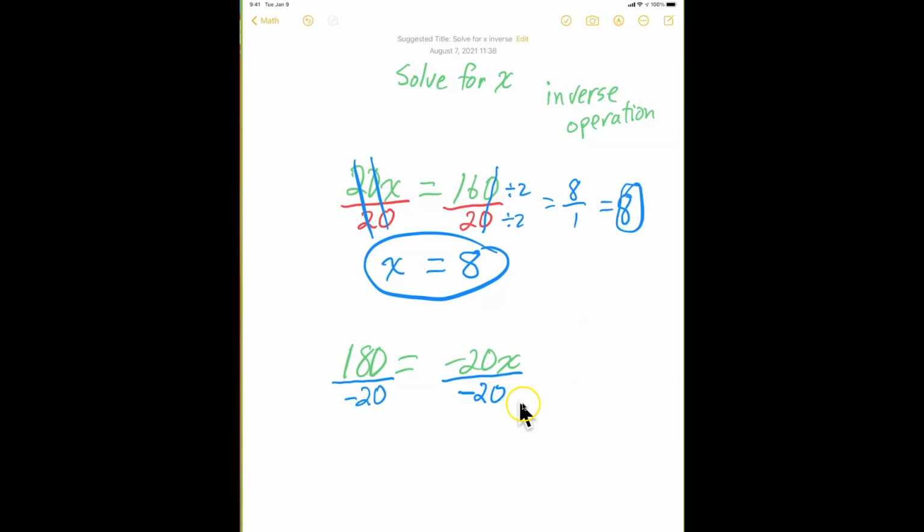And then we do the division by negative 20 on both sides of the equation. So on this side, the negative signs cancel out, the 20s cancel out, and we're left with x, right? So x, let's bring that down here. And on this side, we have 180 and 20. We can get rid of those zeros. And then we have 18 over negative 2.